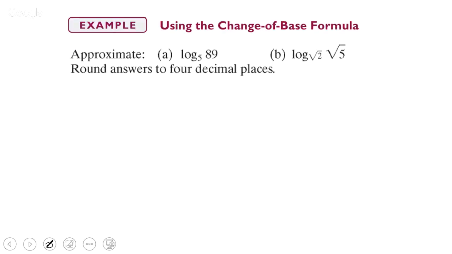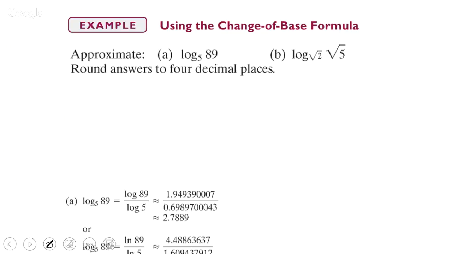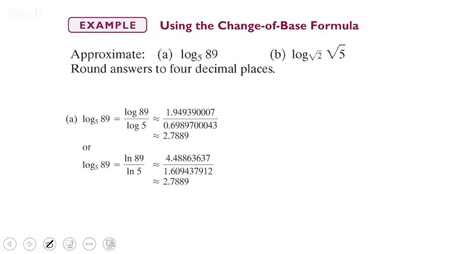Now, these two problems are going to use the change base theorem. See, your calculator cannot do log base 5 of 89. All it can do is base 10 and base e. So I have to use the change base theorem. So I'm actually doing this both ways. So here I have log base 5 of 89. So this is log base 10 of 89 over log 5.